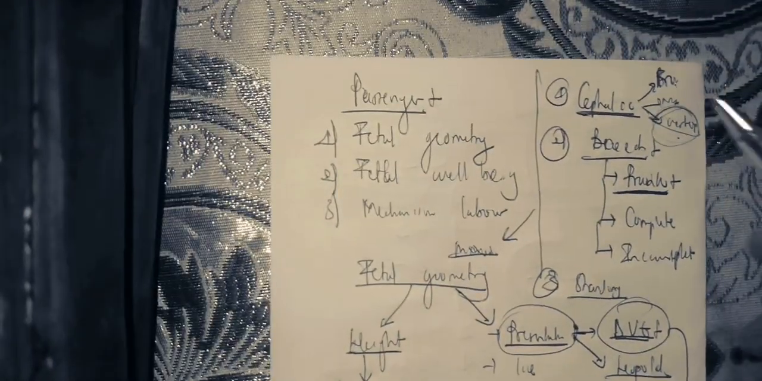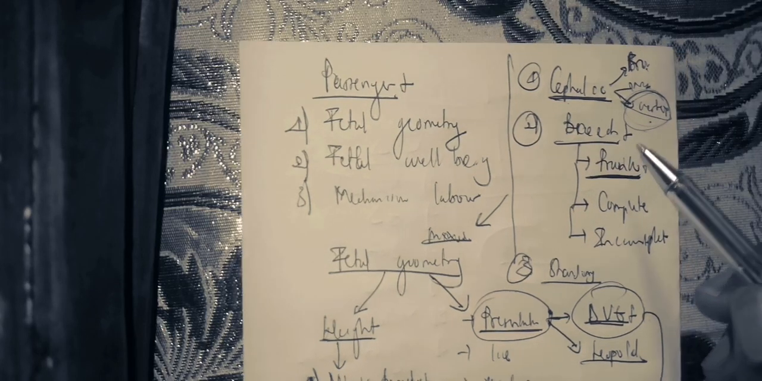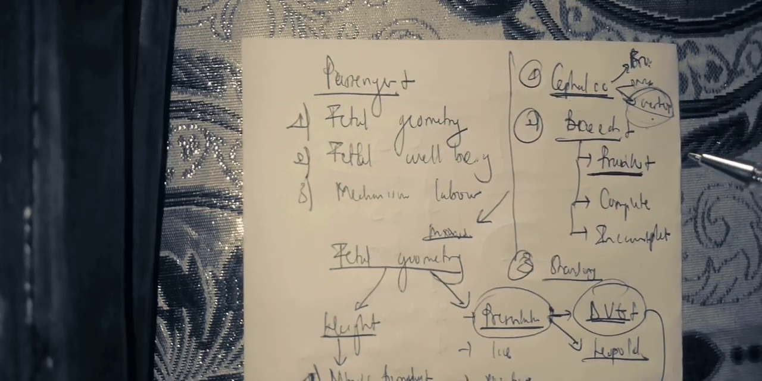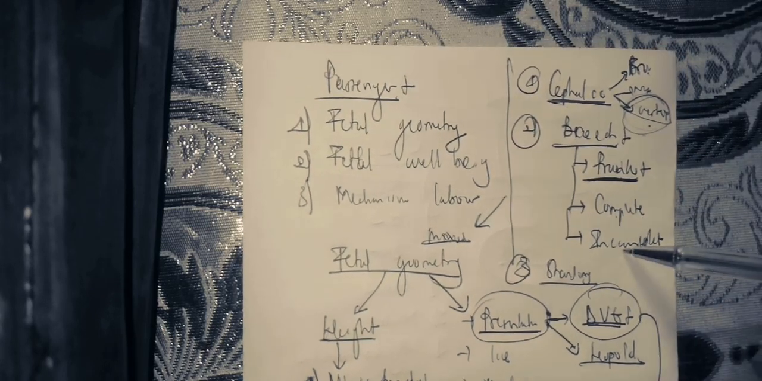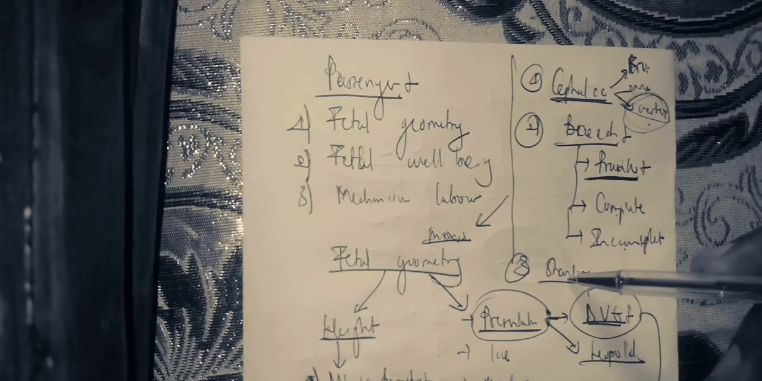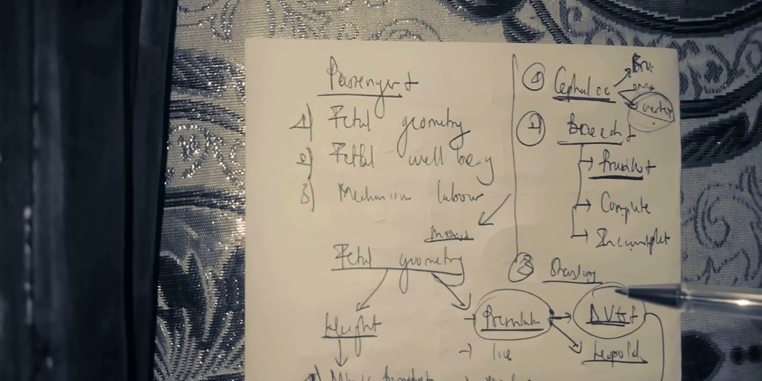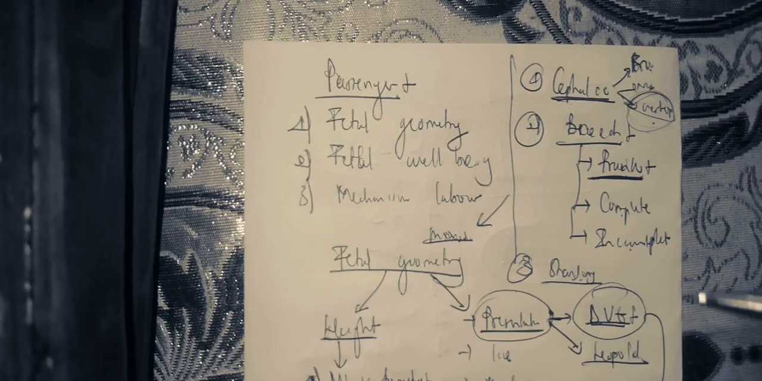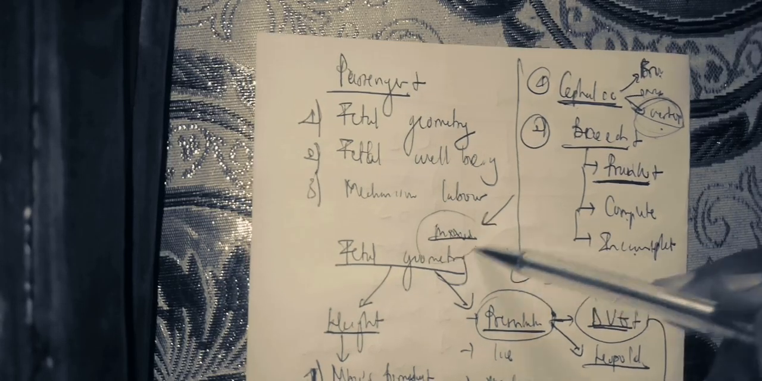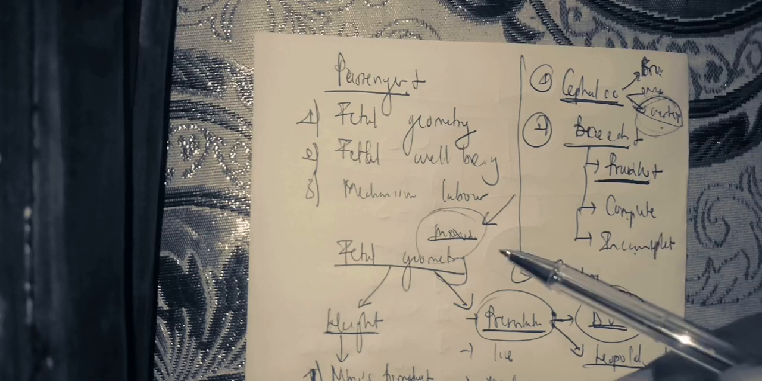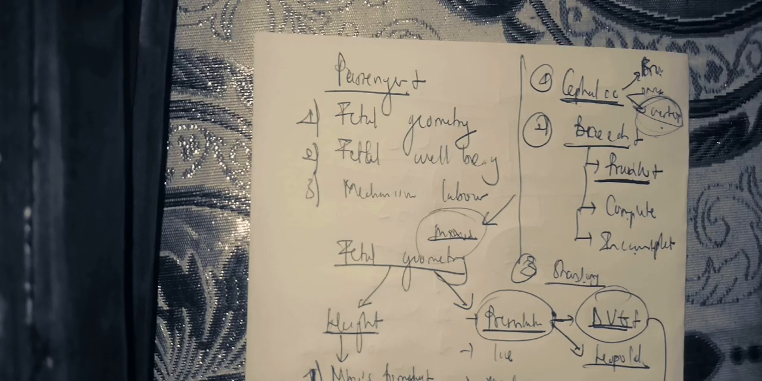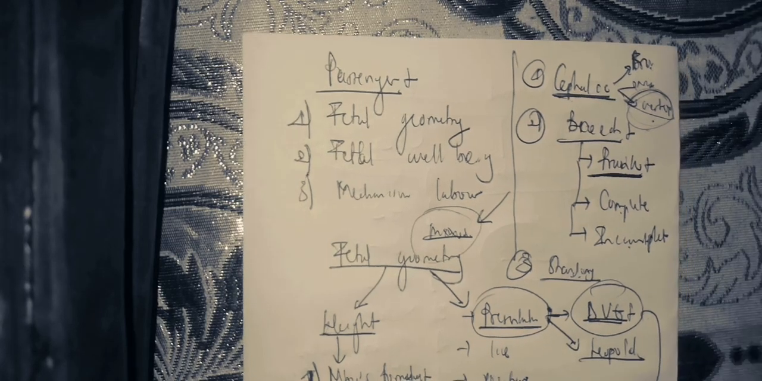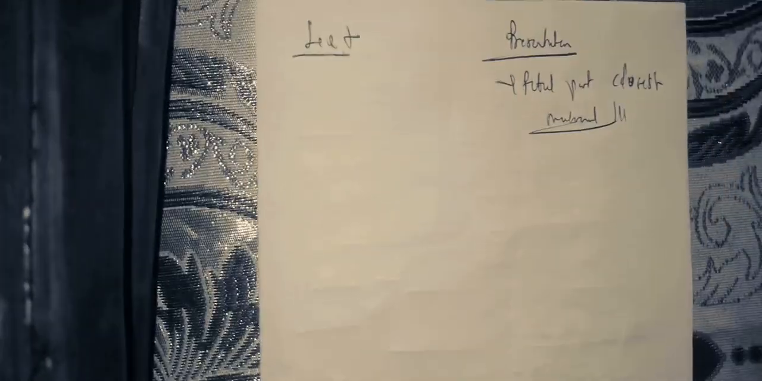Types of presentation are cephalic. Under cephalic, we can have the brow, the mentum, and the vertex presentation. We have the breech presentation. Under breech, we can have the frank, the complete, and the incomplete breech. We have the standing presentation where both limbs are down, and we have the mixed presentation where you have a presenting part and one limb at that level. Those are the different types of presentation that we have.